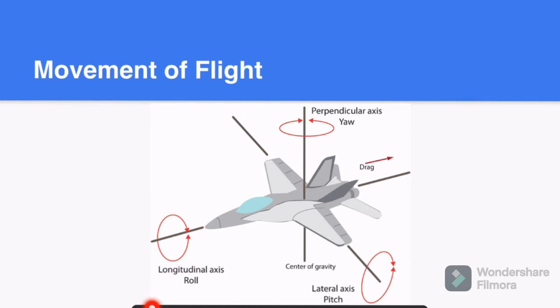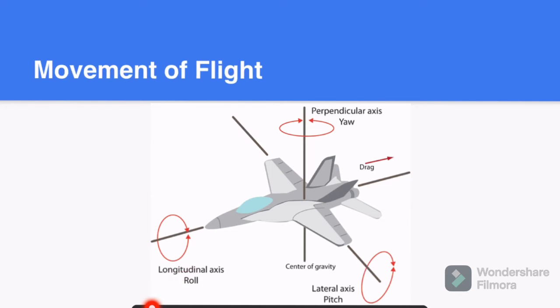The longitudinal axis is the axis along the length, front to back. This is the front of our aeroplane, and this is the back of our aeroplane. It is the direction of the aircraft, and the rotation of the aircraft along the longitudinal axis is called roll.